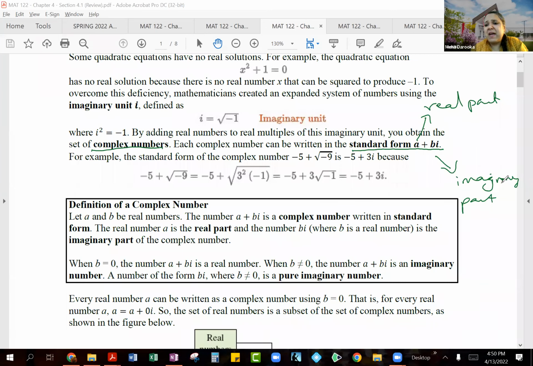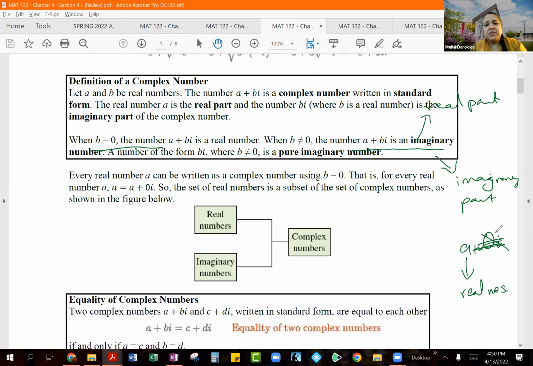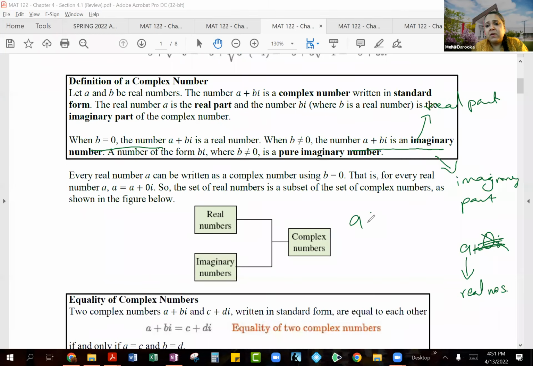Now, if the b value comes out to be 0, so you end up with a plus 0 times i, well, 0 times anything becomes 0. That's how you end up getting only real numbers, because your imaginary part is basically 0 and doesn't show up. So that ends up giving us these real numbers over here. For the imaginary numbers, you can have both a plus bi.